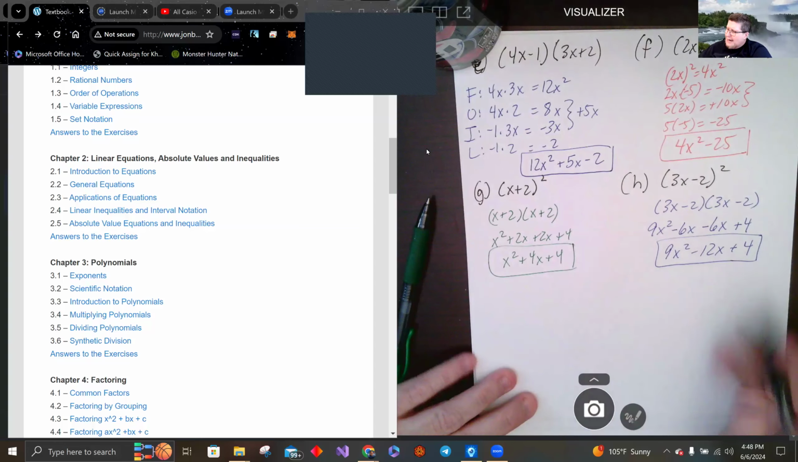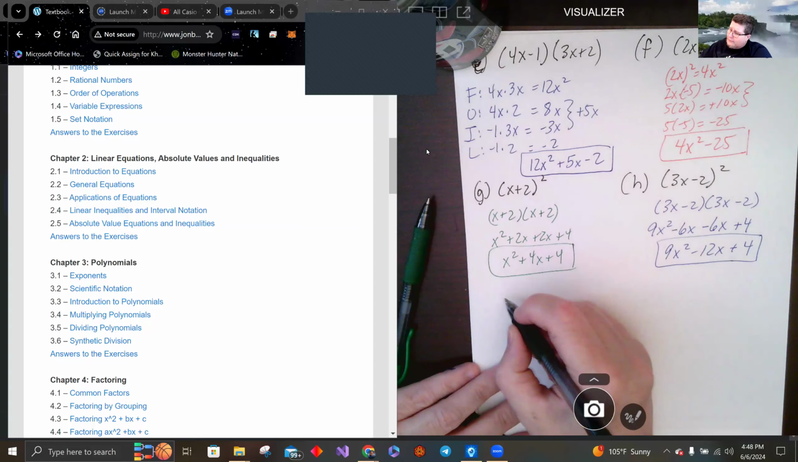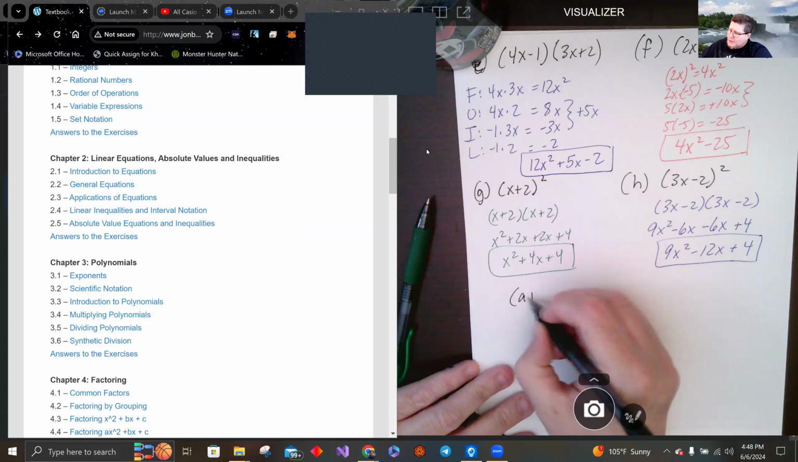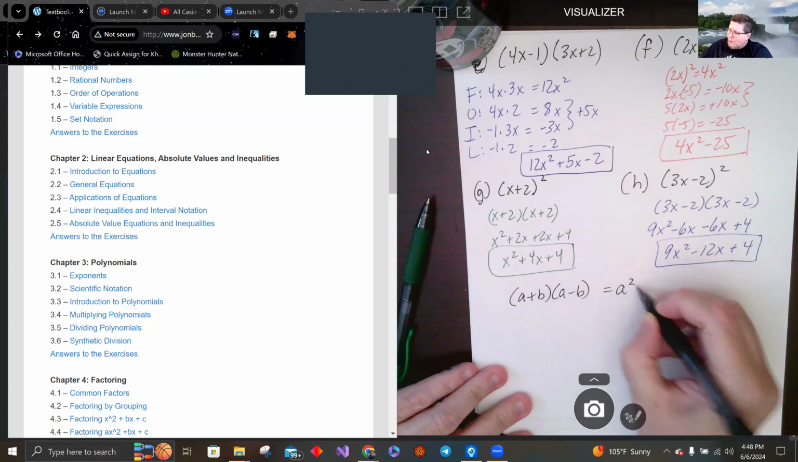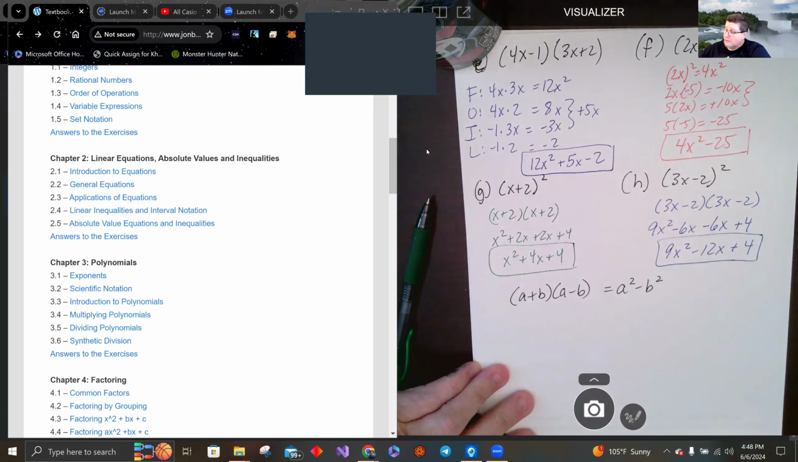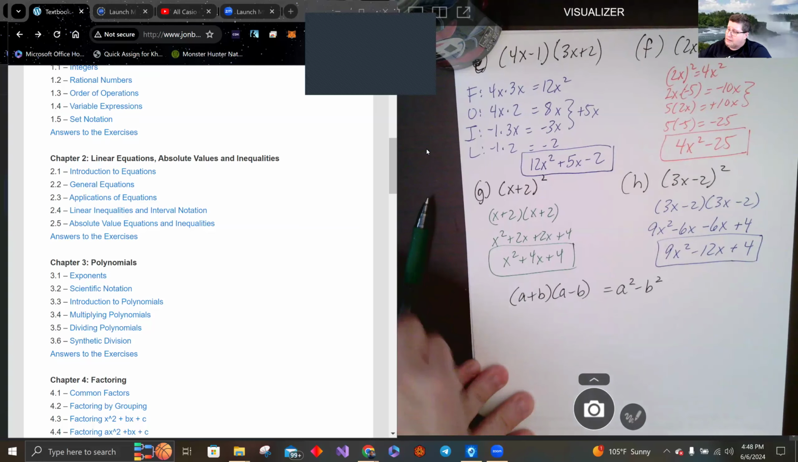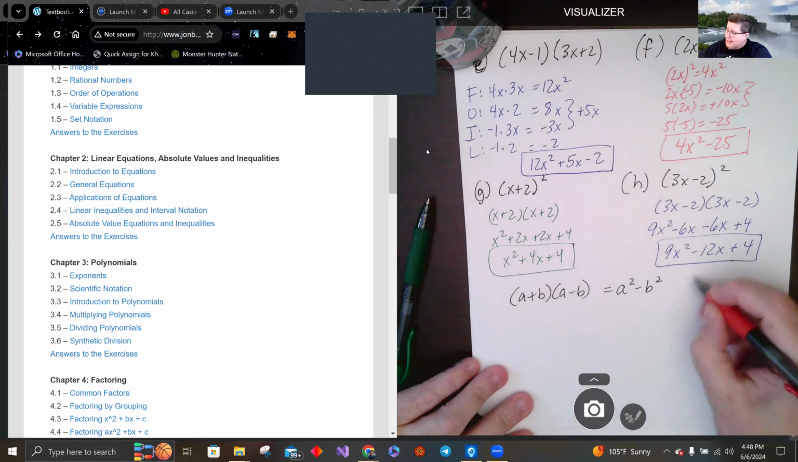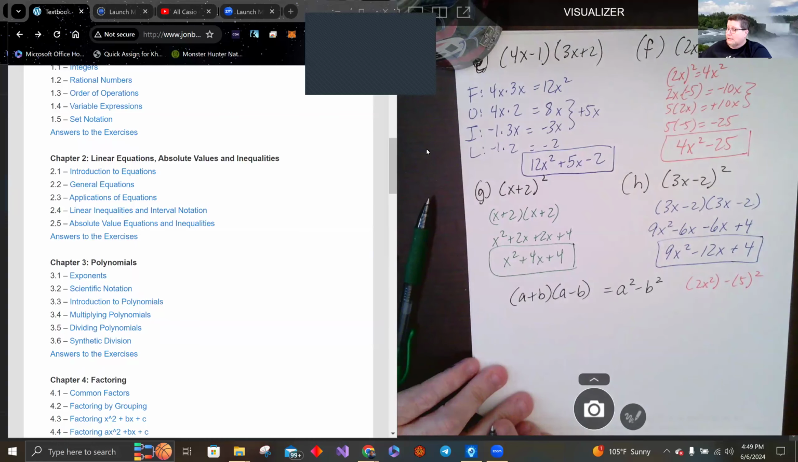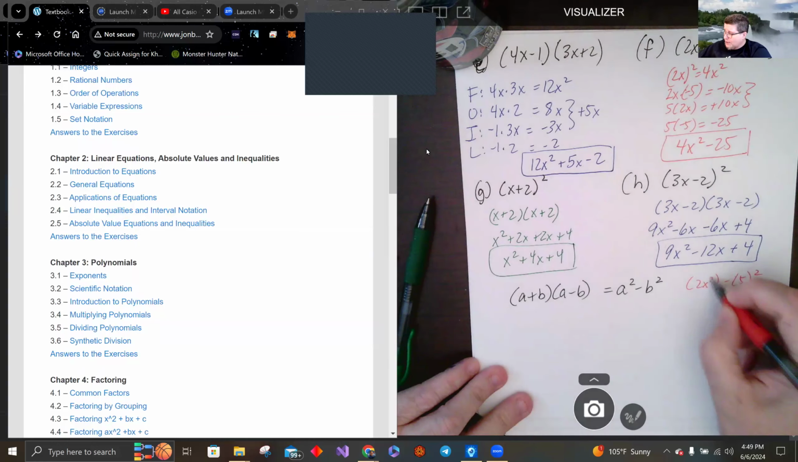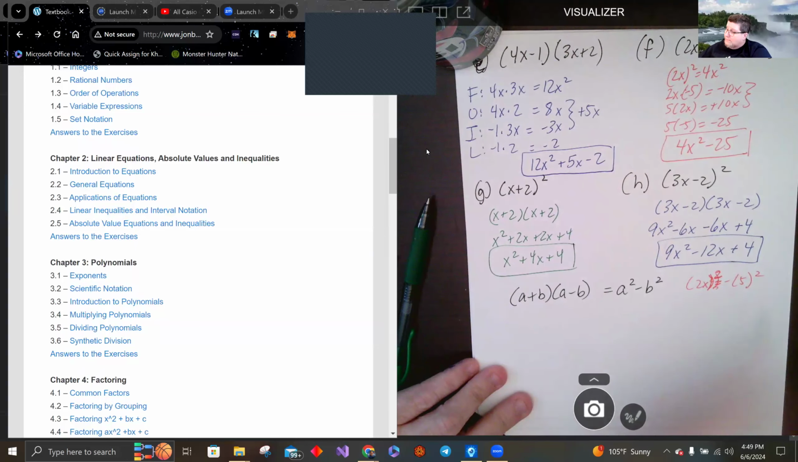E was just good practice. F is a pattern. If you've got a plus b and a minus b, you always get a squared minus b squared. I ended up with 2x squared minus 5 squared. Oh, I put the square on the inside. Sorry, it's on the outside. That's how I got that.